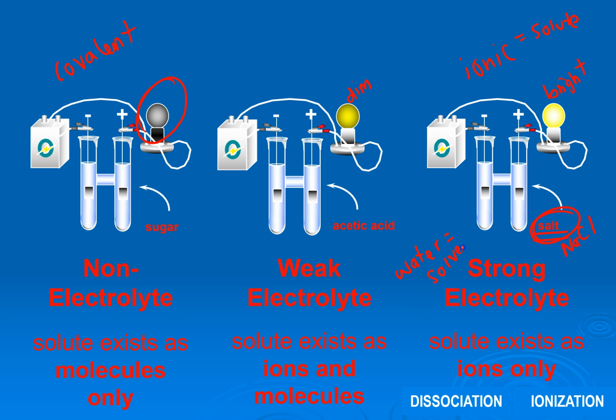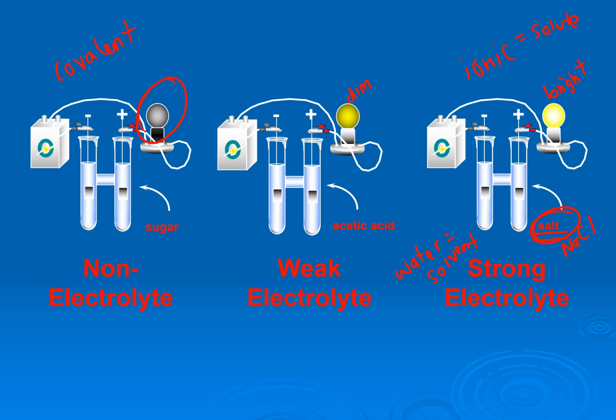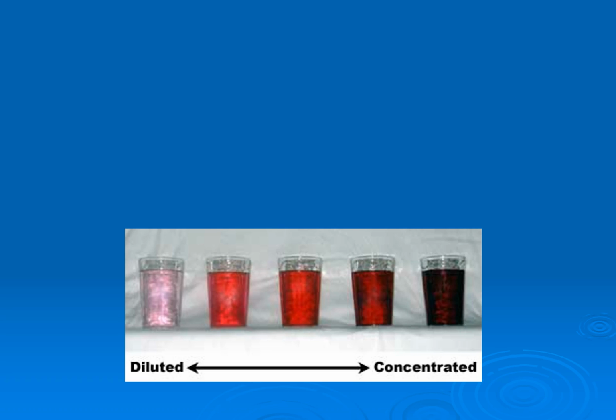Some forms of Gatorade are going to give you a dim light bulb. We've done a demo before where I think it was the purple Gatorade, the frost kind, that made the light bulb kind of dim. So non-electrolytes, or covalent compounds, do not conduct electricity. Electrolytes, or ionic compounds, do conduct electricity. The next type of solution I want you to learn about, sorry, my slides keep going backward, has to do with concentration.